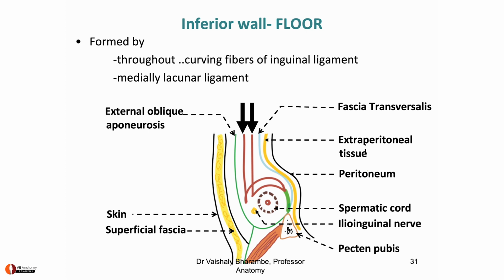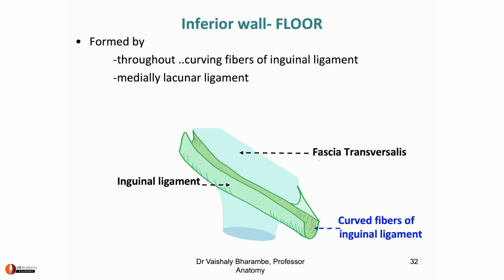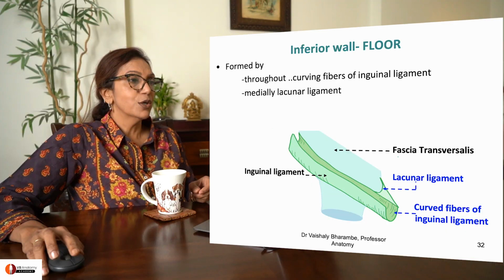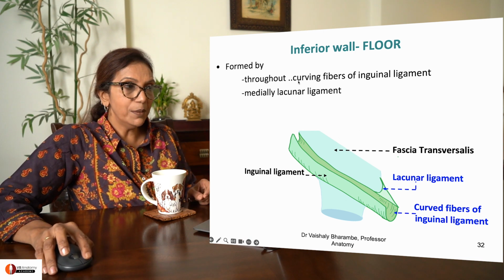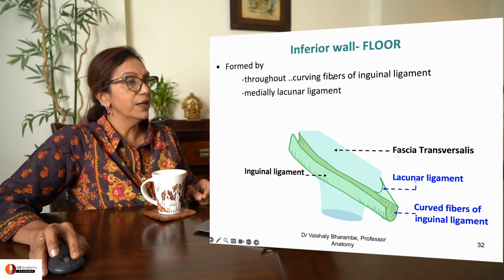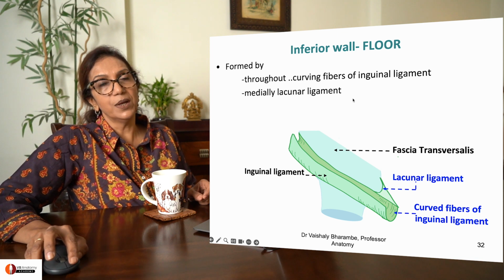Go back to your diagram. Did you see how the external oblique fibers curved in this manner, forming the inguinal ligament? So the floor is formed by the curving fibers of the inguinal ligament. But let's take one look at this additional diagram here. The inguinal ligament, as you can see, gives rise to a triangular projection called the lacunar ligament. So the floor is formed not only by the curving fibers of the inguinal ligament but also by the lacunar ligament.